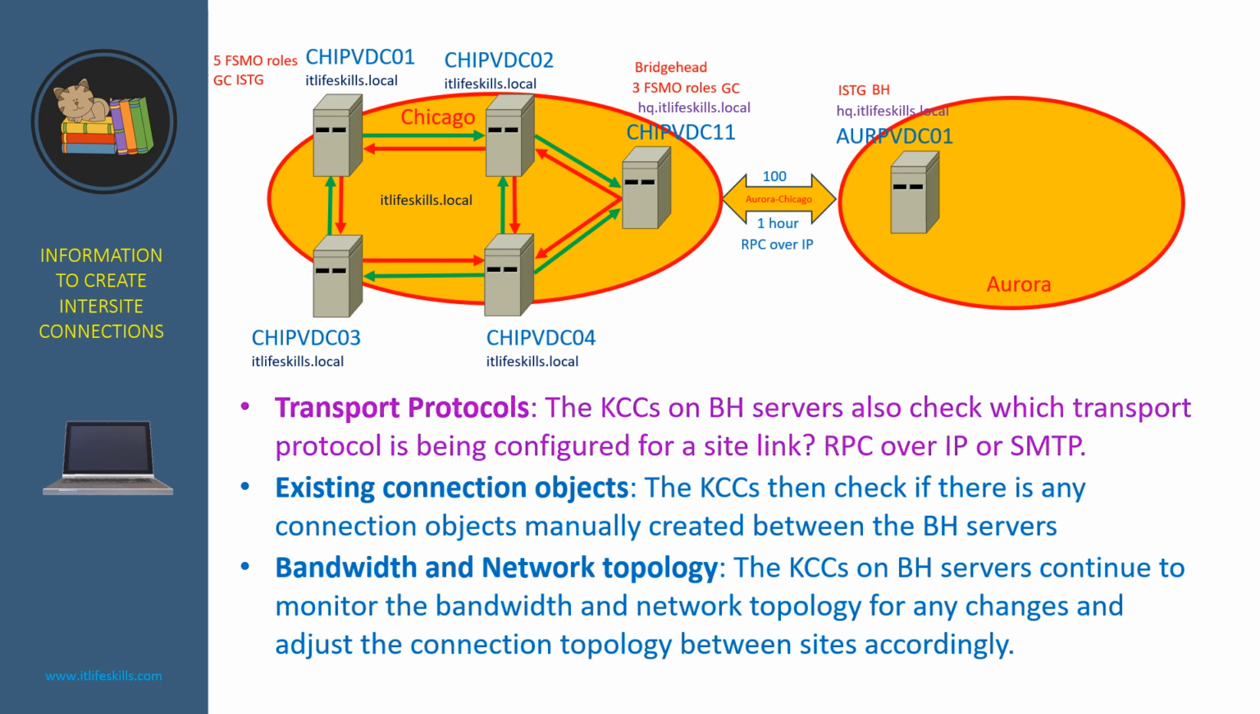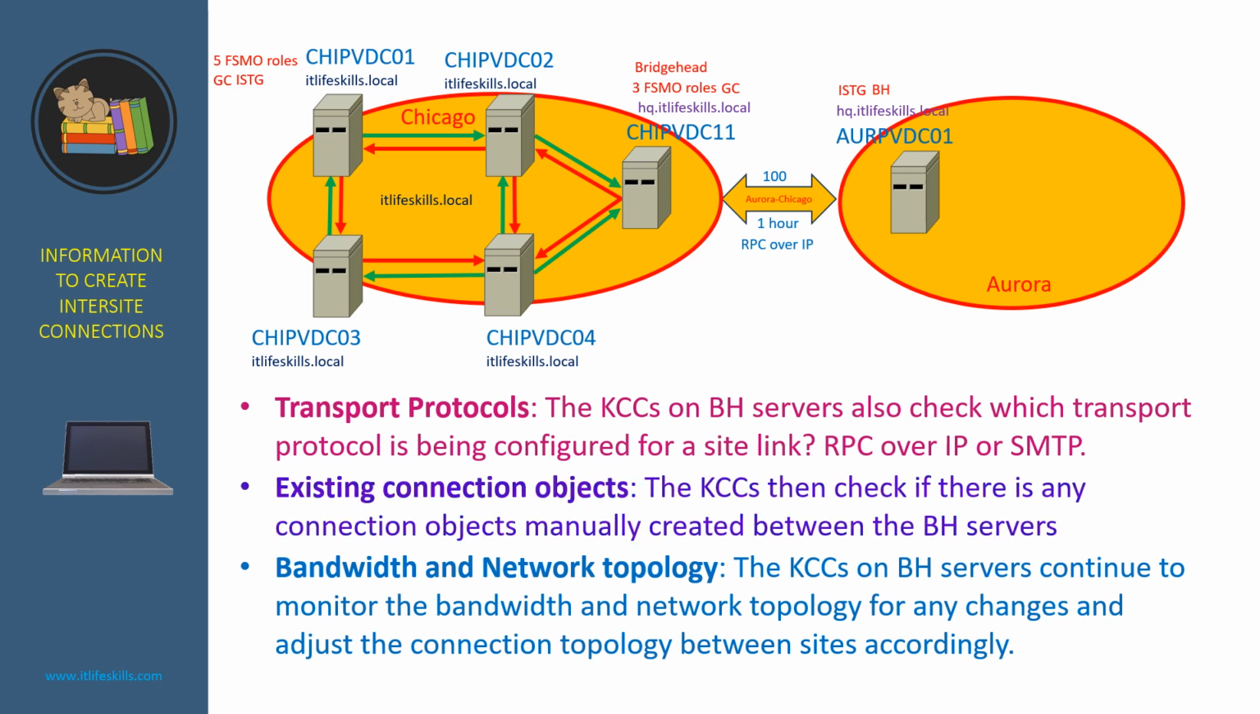The KCCs on bridgehead servers also check which transport protocol is being configured for assigning, RPC over IP or SMTP. In this case, it finds RPC over IP. As you may know, RPC over IP protocol can be used to replicate any Active Directory partition. SMTP protocol cannot be used to replicate domain partition. It can only be used to replicate global catalog, configuration, and schema partition.